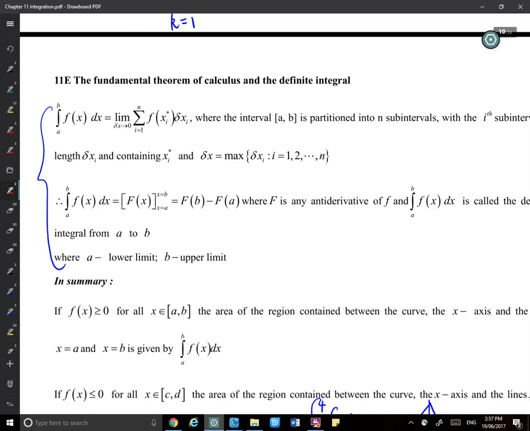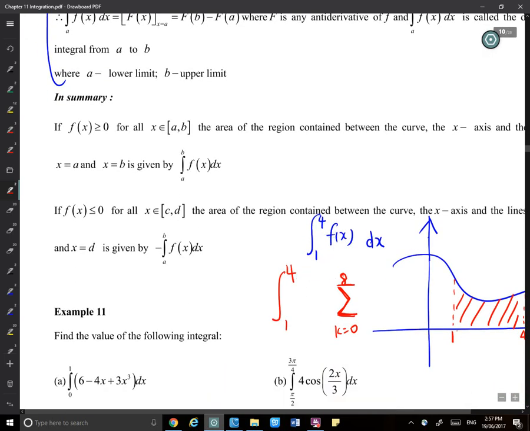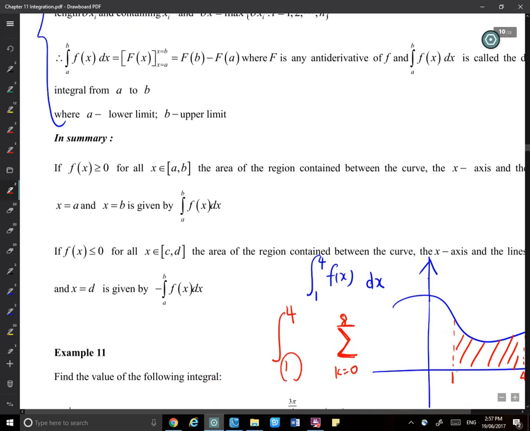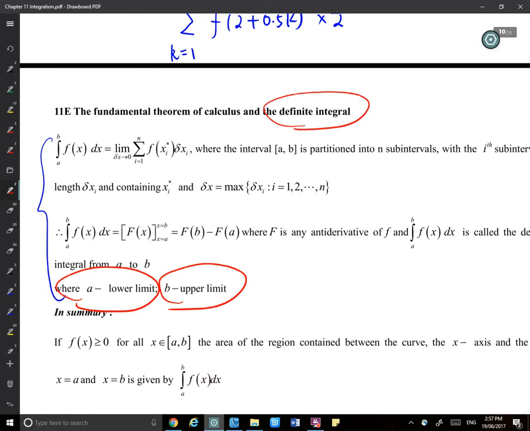The top, I have brackets. So that's what we talk about. A is called a lower limit. B is called an upper limit. This integral is called a definite integral. The previous one is called an indefinite integral, and this is called a definite integral. Definite integral means we have limits, an upper limit and a lower limit. We have 2 values bounding the curve, and I want the area under the curve.